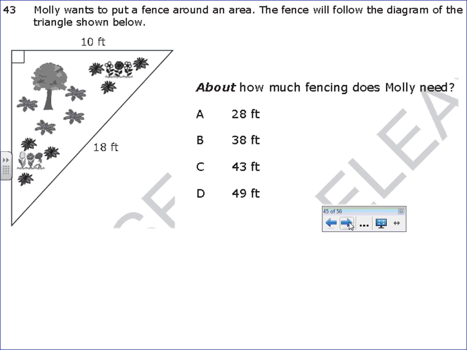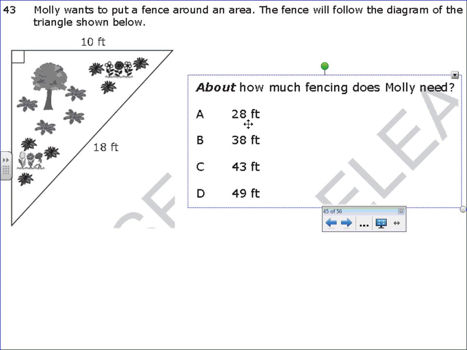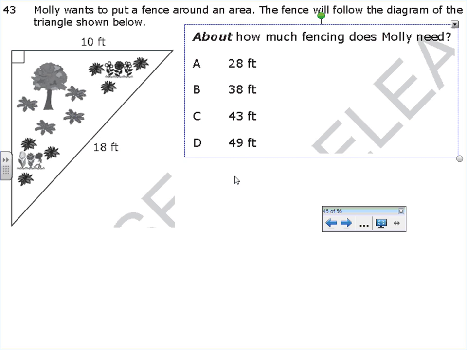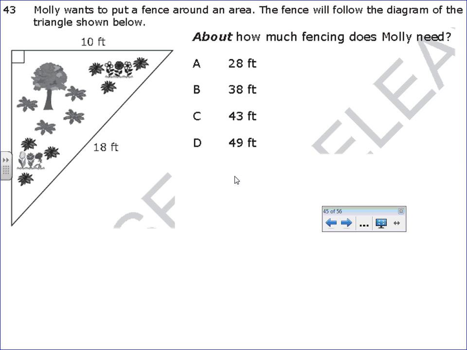Okay, for this question, it says Molly wants to put a fence around an area. This is our area, and she wants to put a fence around it. The fence will follow the diagram of the triangle shown below. About how much fencing does Molly need?